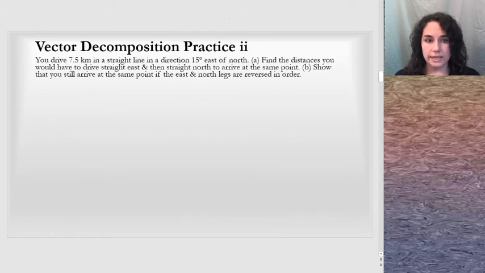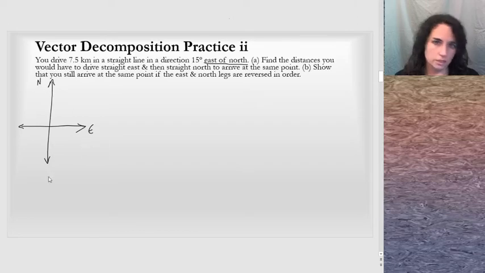We'll practice again here. You drive 7.5 kilometers in a straight line in a direction 15 degrees east of north. Okay, east of north. So I'm going to draw a coordinate system here, and it's going to be the standard: here's east and north, and south and west, right? It says 15 degrees east of north. Let's draw that in here.